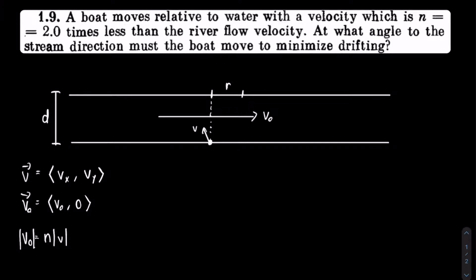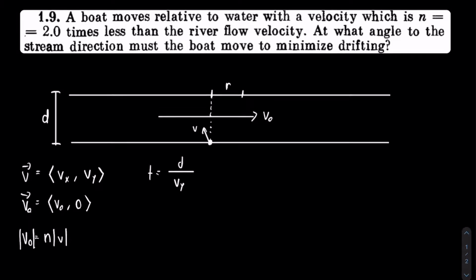In order to find the drift distance, the first thing we need to do is find the time. So we could find the time by using the vertical distance. So the time it takes to cross the river is going to be that vertical distance d divided by the velocity in the y direction. This is just a rearrangement of the equation that distance is equal to rate times time.